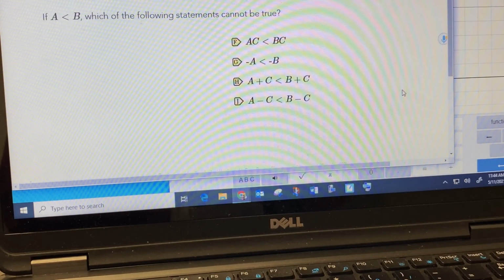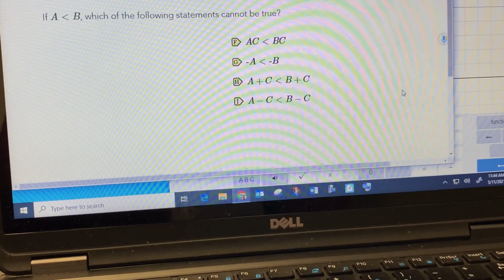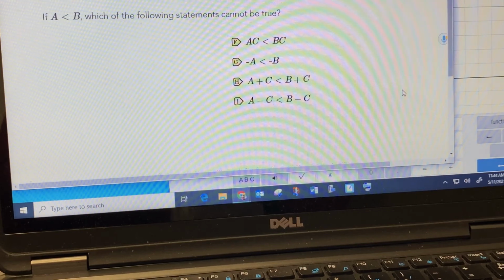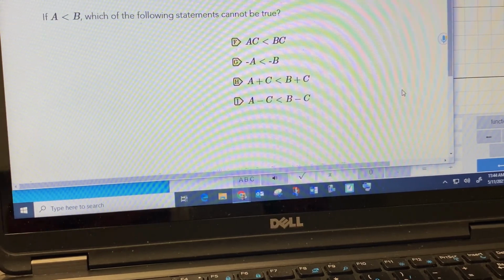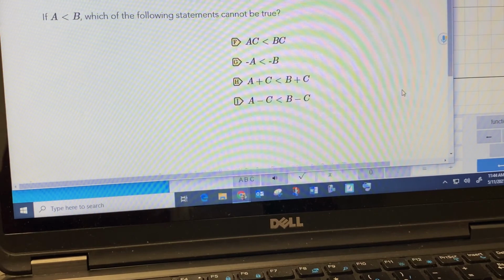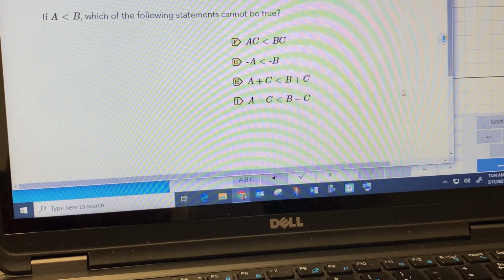All right, A less than B. Which of the following statements cannot be true? We have F, G, H, and J. F: AC less than BC. G says negative A less than negative B. And H says A plus C less than B plus C. And J says A minus C less than B minus C.